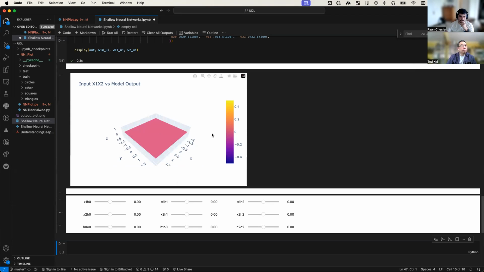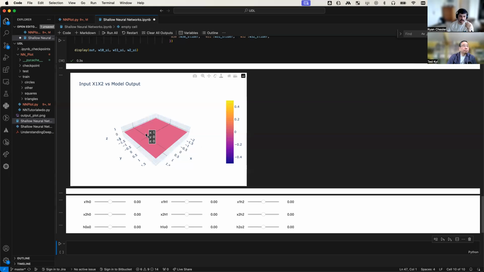I see a color bar on the right. This is to show the value of the output. It also scales the color. And so this is sweeping from -2 to +2 on X1 and X2, and then the Y value is what the model actually outputs.